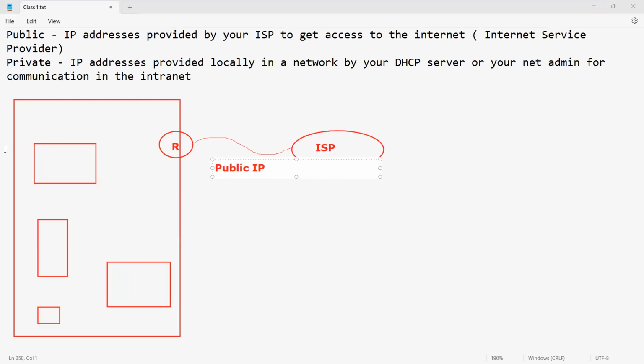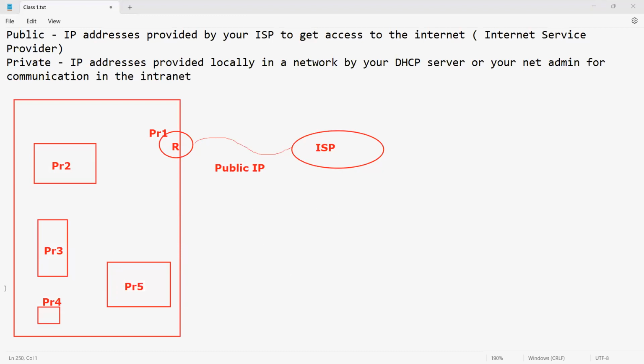Internally in your home network, you have the private IPs. So over here, this could be my private IP1. The router could get PR1, private IP1. Your laptop could get PR2. Phone could get PR3. Smartwatch could get PR4. And the smart TV could get PR5.